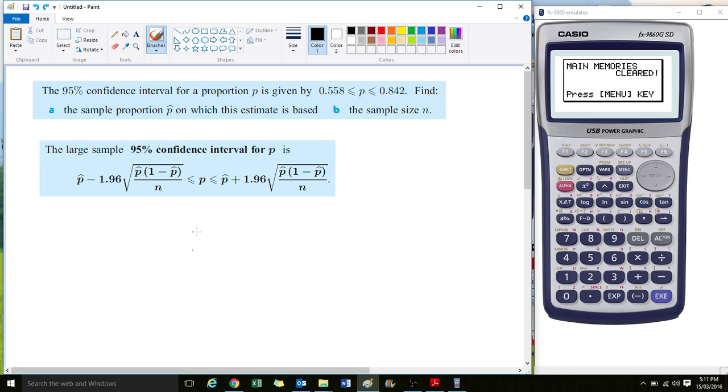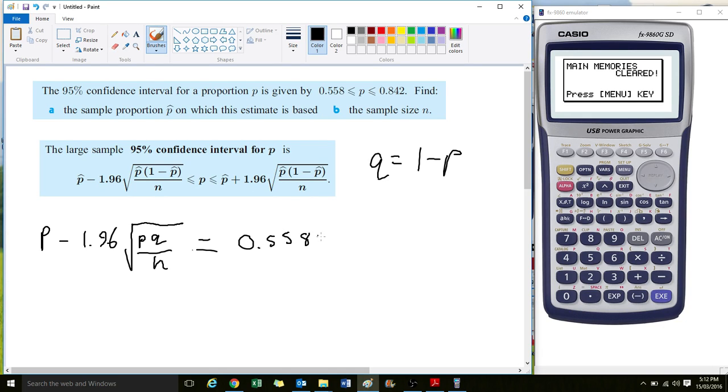So what we have then is P take 1.96 times the square root of PQ on N. Now Q is just a fancy way of writing 1 take P. Instead of writing 1 take P in there, we're just writing Q. Now this is equal to 0.558, and let's call this equation 1. So this is our first equation here.